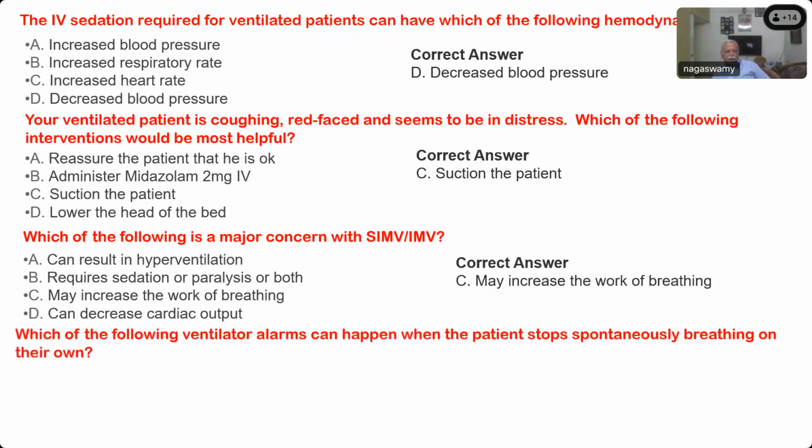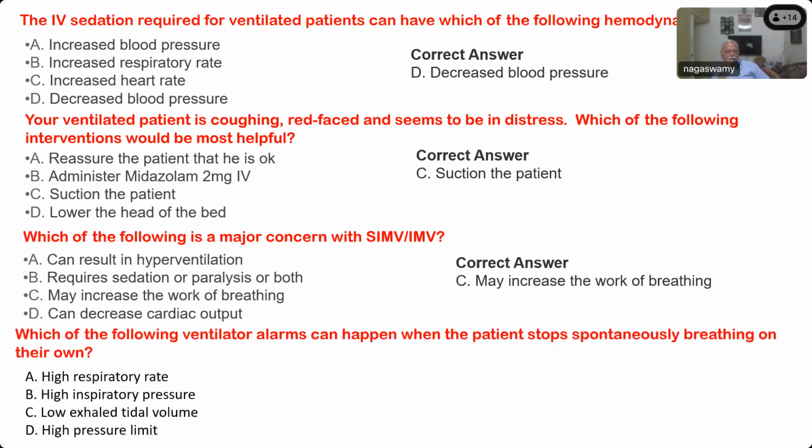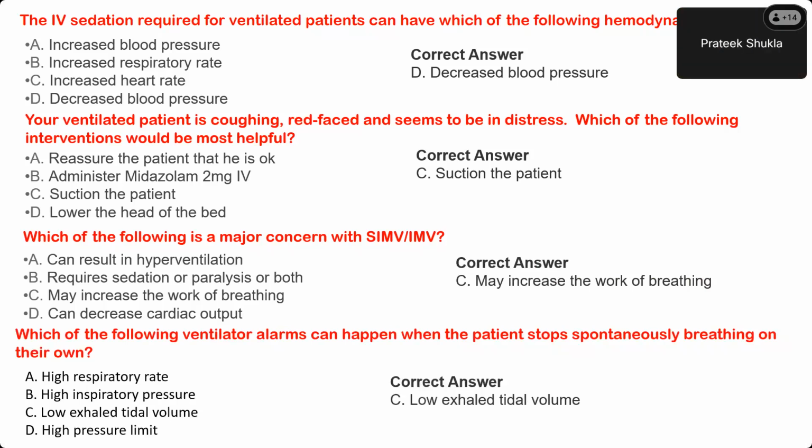Which of the following ventilator alarms can happen when the patient stops spontaneously breathing on their own? High respiratory rate, high inspiratory pressure, low exhale tidal volumes, high pressure limit. Low exhale tidal volumes. If the patient stops breathing, there will be no exhaled flow, isn't it? Yes, that is the first thing to happen. Then only pressure will build up and all that thing.